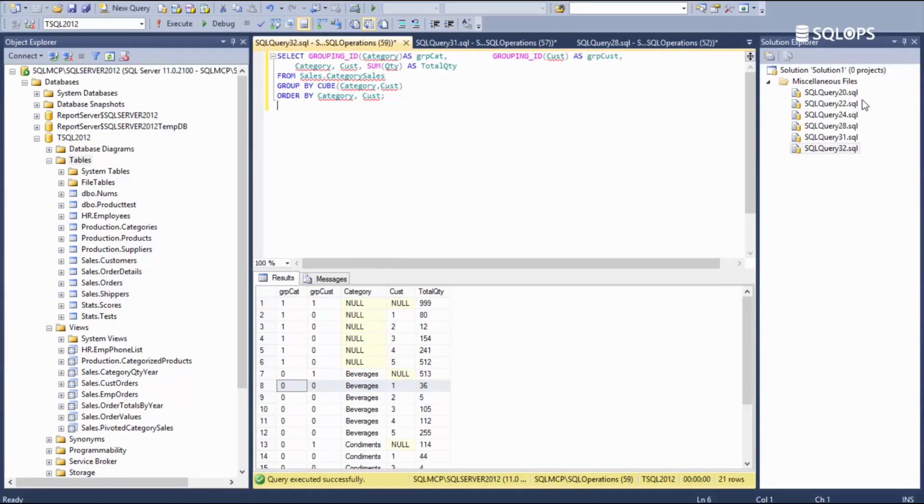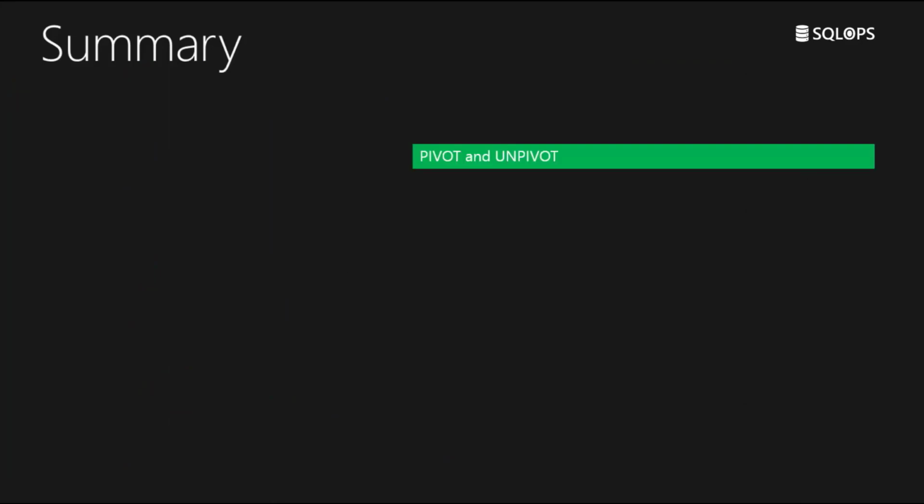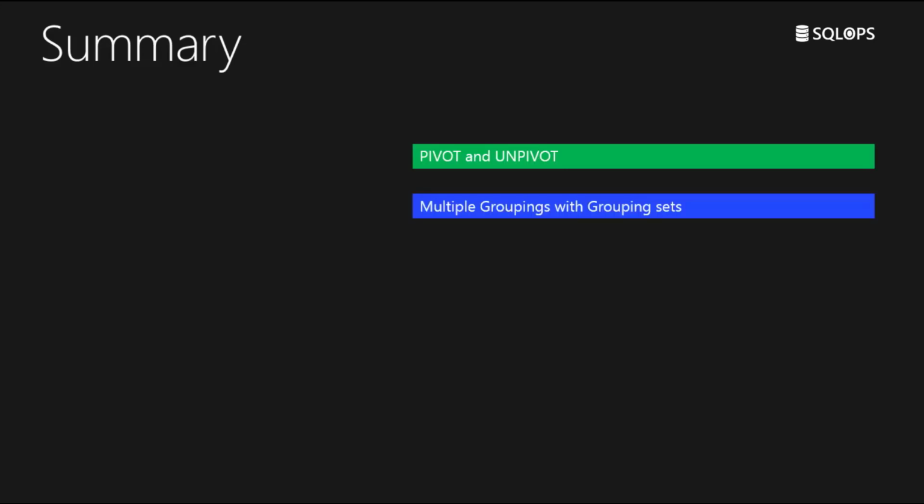So, now that you have learned how to use the grouping ID function, let's recap what we learned so far in this module. We have learned how pivoting data can be used in T-SQL queries and how to write queries that pivot data from rows to columns using the pivot operator, and how to write queries that unpivot data from columns back to rows using the unpivot operator. We have also learned how to group by different attributes in the same query using the grouping set subclause of the group by clause, and how to write queries that use ROLLUP and CUBE subclauses, and how to write queries that use the grouping ID function. In the next module, you will learn how to query SQL Server metadata.